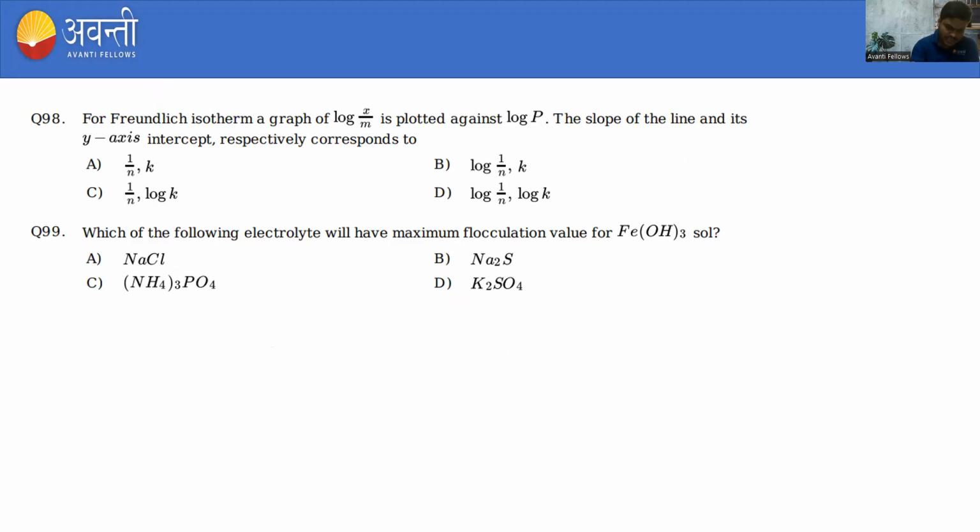Now, question number 98. This is similar to the standard isotherm curve. So it's a very simple question, right? We already saw this question. For this, we know that the slope is 1 by n and the intercept is log k. So this is correct.